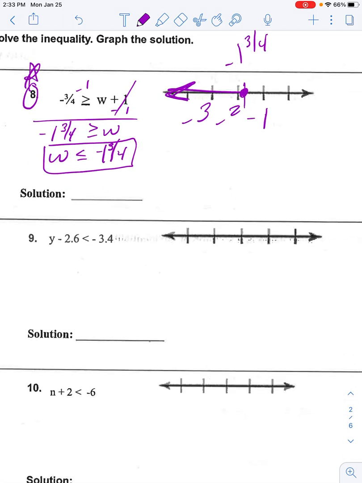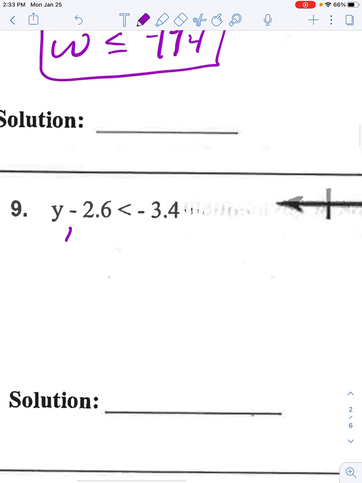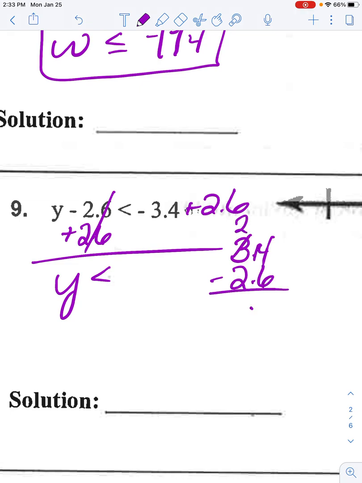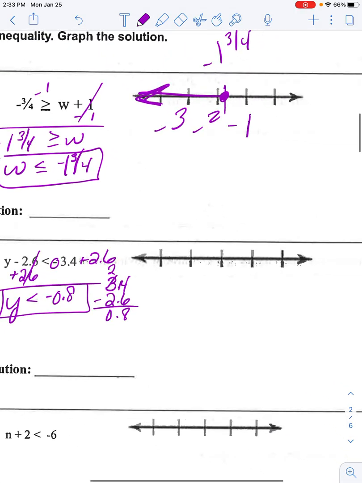Okay. Number 9, we're going to solve for y, so we're going to add 2 6/10 to both sides. Show your cancellation. Those are different signs, so I'm actually finding the difference. To get 0.8, there's more negatives, so it's -0.8. Okay, so 8/10, and it's negative.